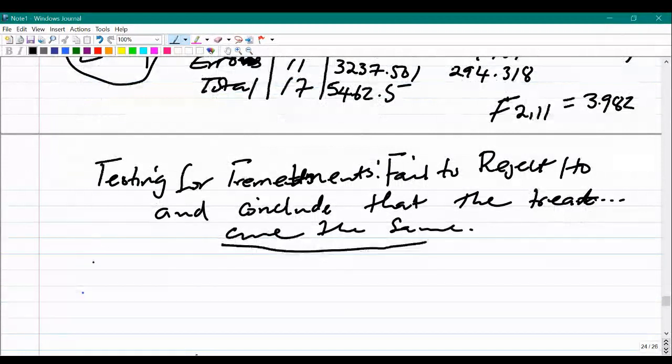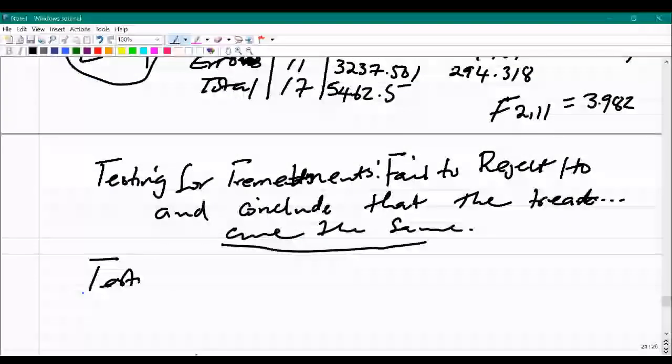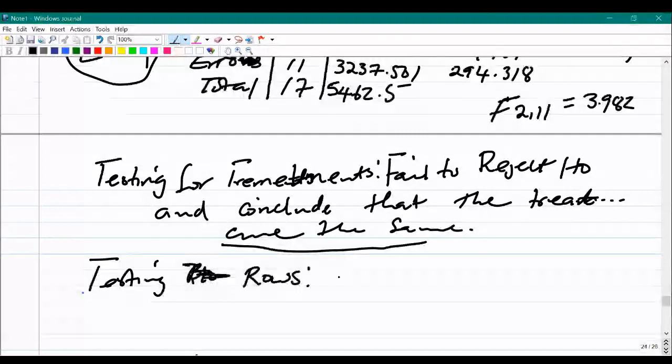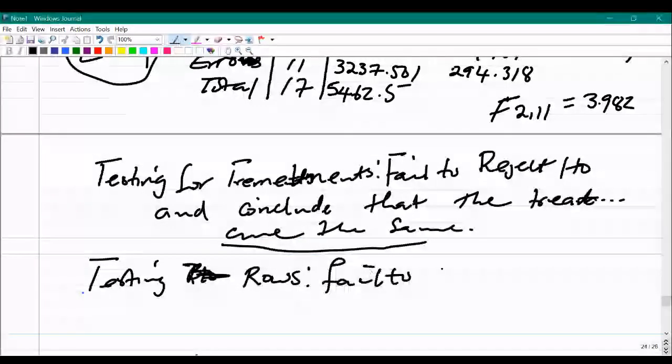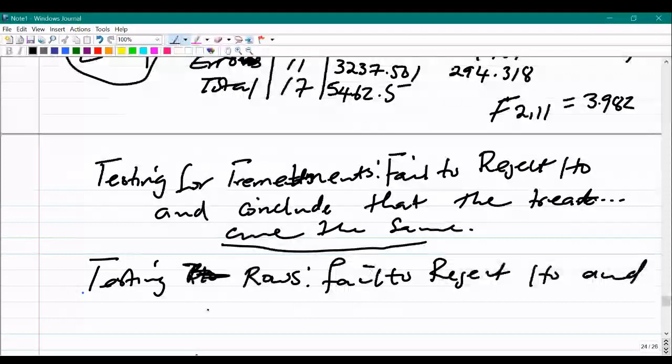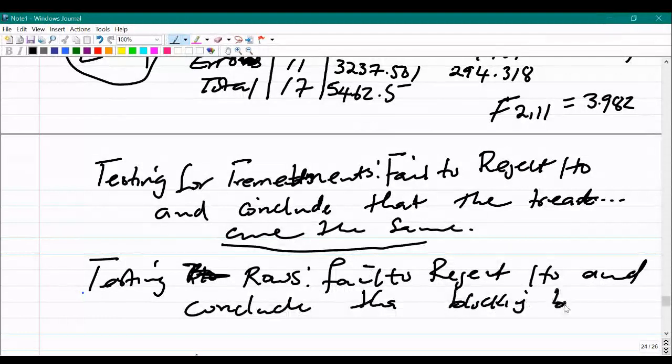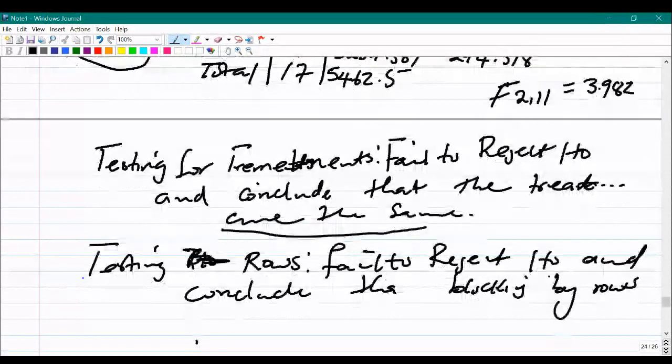Now, you say testing for blocks, or in this case, we have to be careful, we have to be specific. Rows. What is your decision here? Fail to reject H0 and conclude that blocking by rows, or be specific there, where row is age, was not effective.